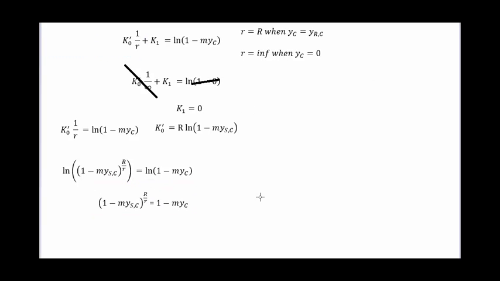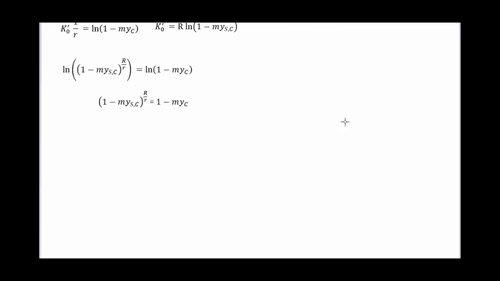So we have ln's on both sides. We're going to remove those ln's, and we're going to get this. And then lastly, if you simplify a little bit, this is going to be your final concentration profile for the mole fraction of C in a spherical system where we're modeling diffusion and reaction separately.